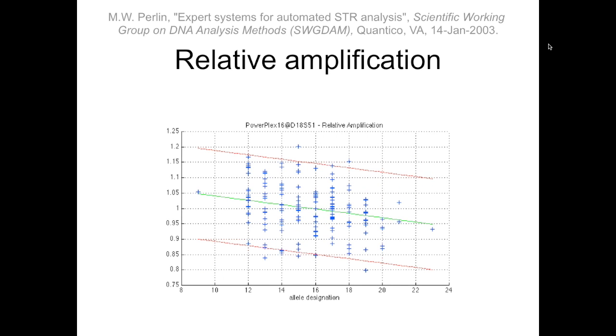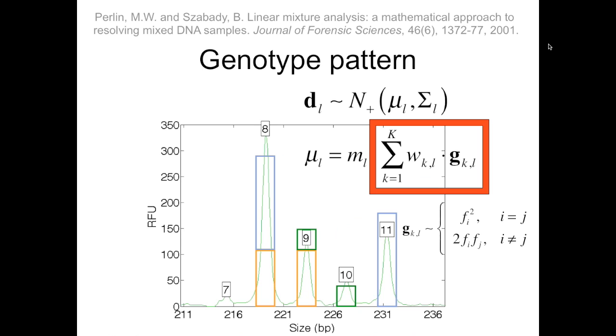Similarly, TrueAllele models relative amplification. This is the tendency as DNA fragment size increases to have a fall off in amplification efficiency. So here again, there's a linear model, and you can see that negatively sloped line in green with variation around it. And here again, that's done for each locus and for each experiment, as I described in this talk in 2003. The genotype pattern is perhaps the most important part for getting started and the most intuitive component. And this was described in our 2001 paper in JFS.